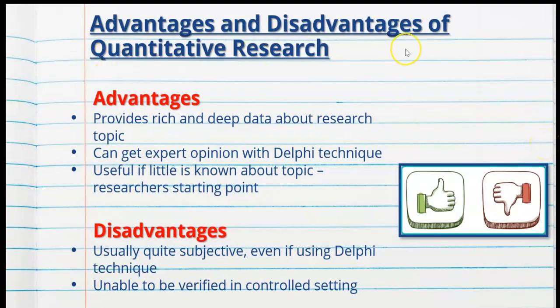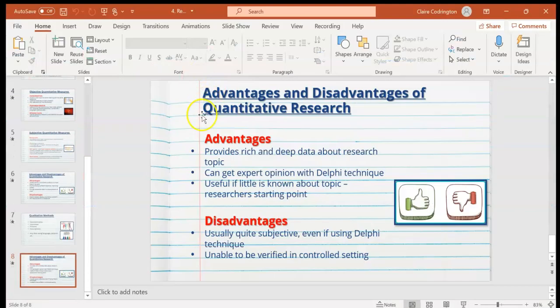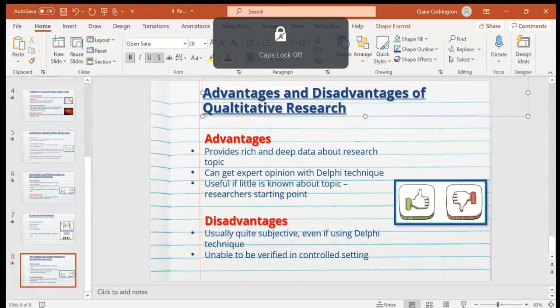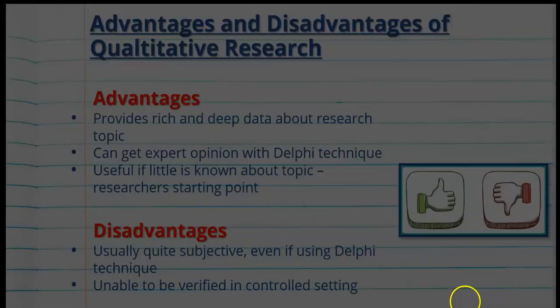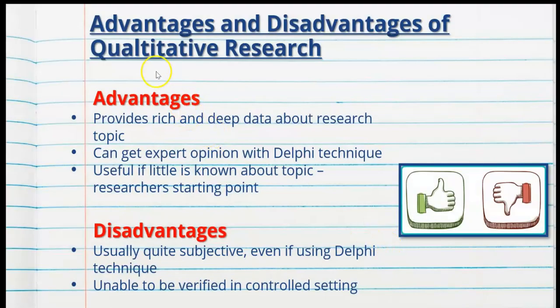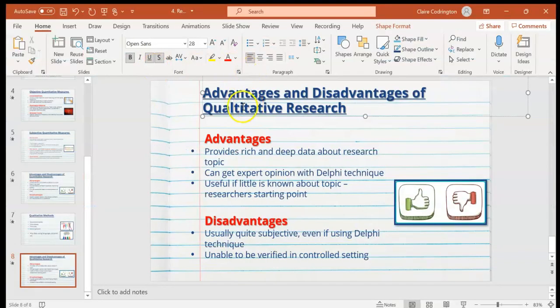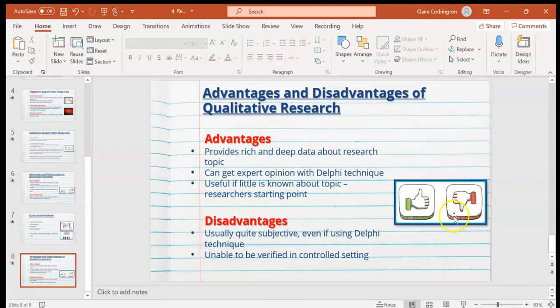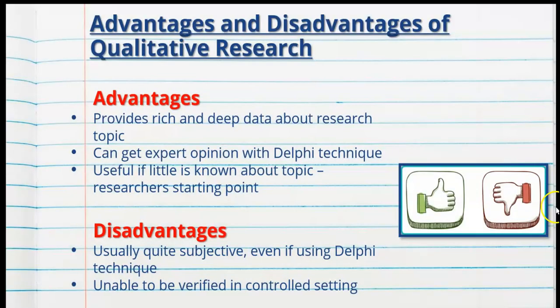So what are some advantages and disadvantages of qualitative research? That should be qualitative, guys. I've just realized that. I'm going to change that because that's really going to annoy me. There we go. Oh, cool. That's better. Okay. So that's still spelt wrong. Oh my goodness. There we go. Okay. My apologies.